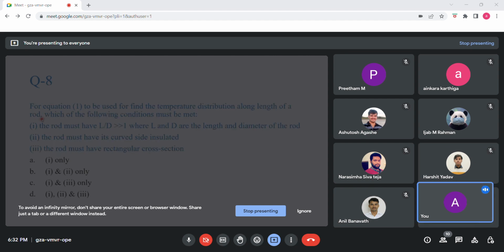This is question 8. For equation 1 to be used to find the temperature distribution along the length of the rod, which of the following conditions must be met? Equation 1, as we all know, is Q equal to K d square T by dy square. For that equation to be applicable, what are all the conditions that must be satisfied?